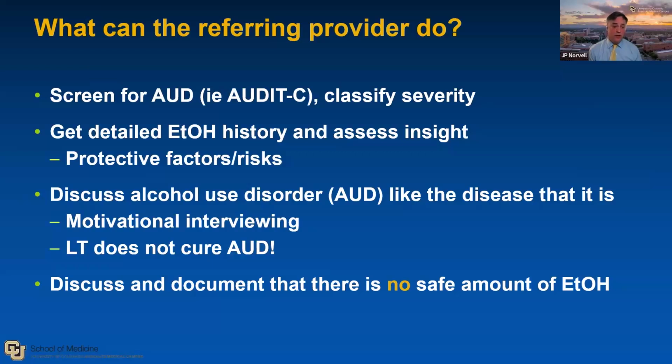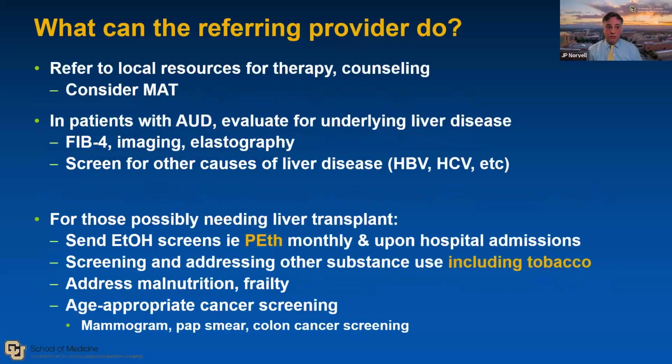using tools like motivational interviewing and reviewing with patients that a liver transplant does not cure alcohol use disorder. And also documenting when you tell a patient that there is no safe amount of alcohol for their liver, because when we're looking through records and trying to assess if patients have so-called blown through stop signs, where other providers have previously told them to stop drinking and unfortunately they were unable, that helps us in assessing their ability to remain sober after a transplant.